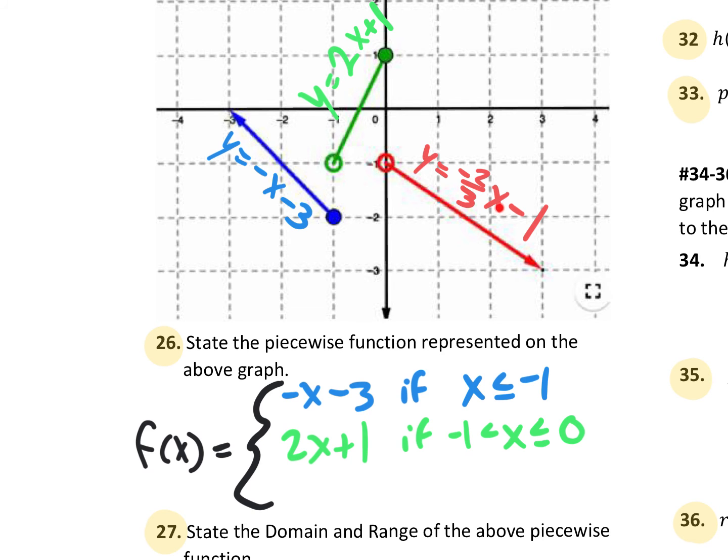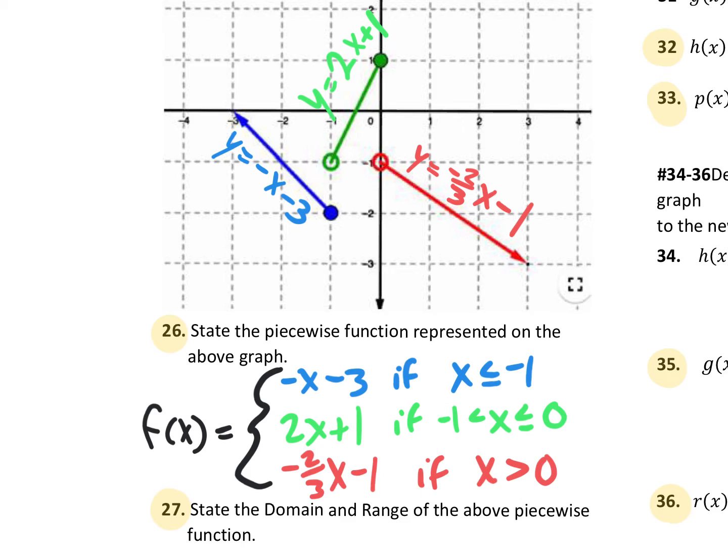Time for our last one. Instead of y equals -2/3 x minus 1, here's the y equals. All we need to do is write the -2/3 x minus 1. And then the condition if, where's this red ray at? Well, it's starting at the x value of 0 going to the right. So we would say if x is greater than 0. And it's not a solid dot, so do not put a solid line underneath it. There's your piecewise function. That's how you do it.